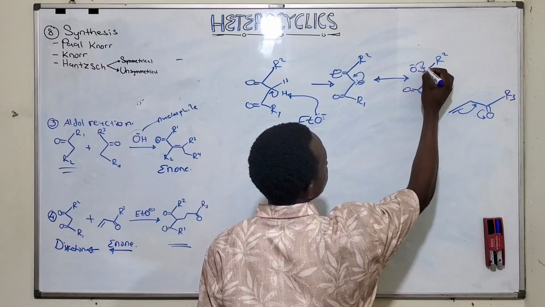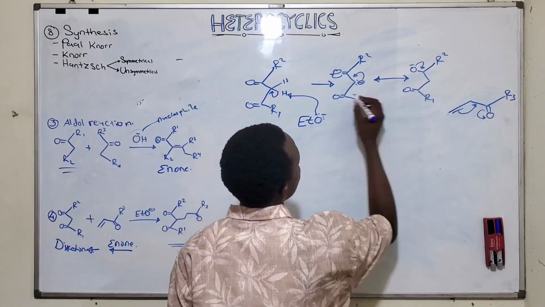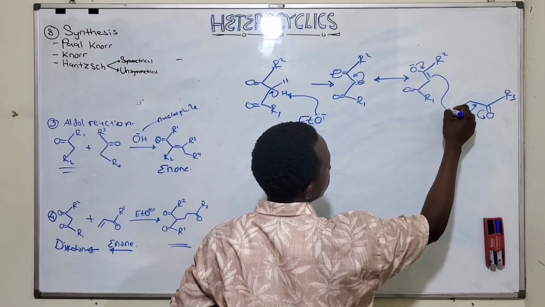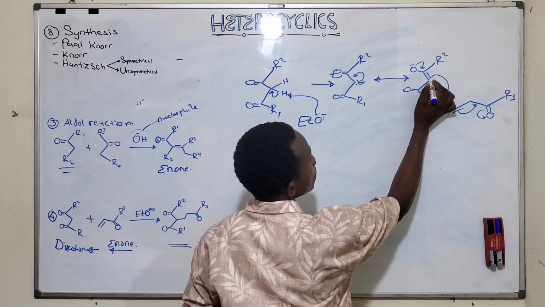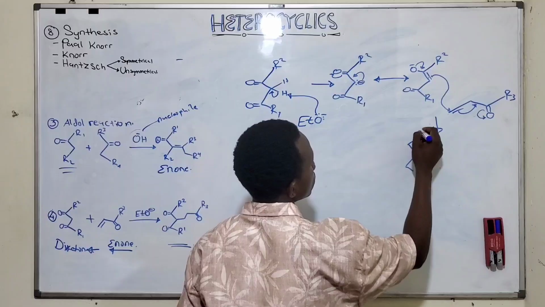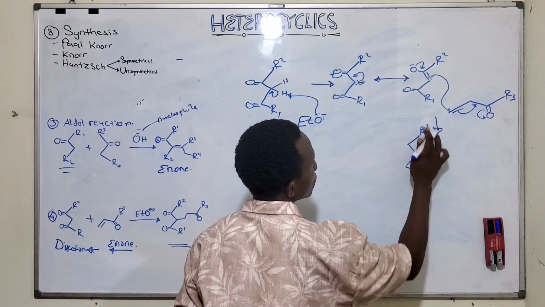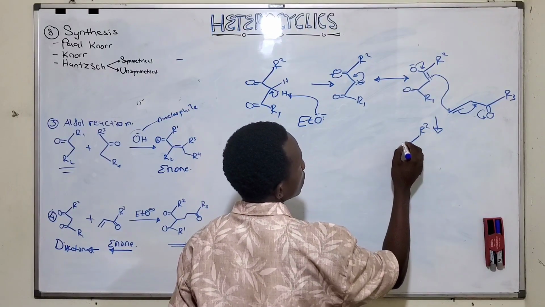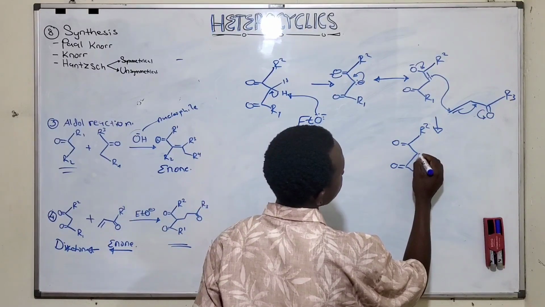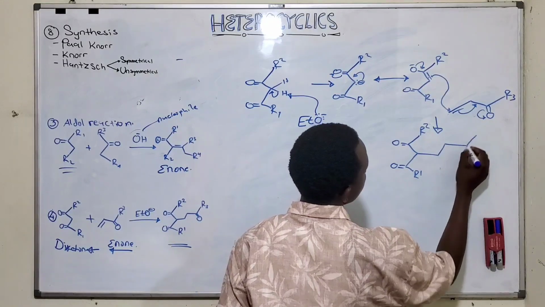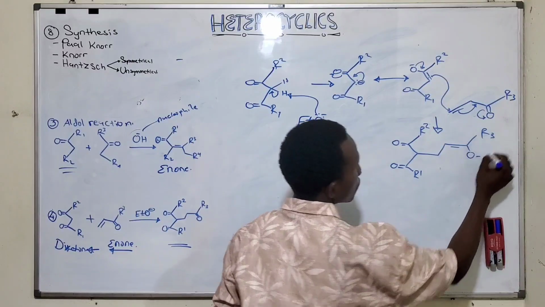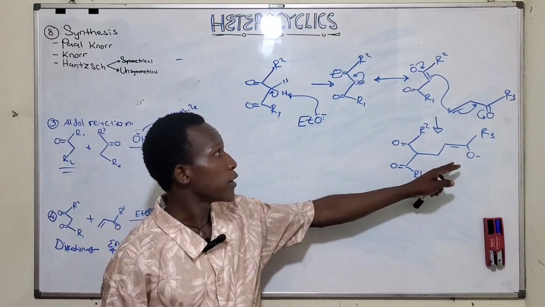Now, as this oxygen brings back the electrons, remember here we had formed a bond. This bond will attack the electrons here, will attack this carbocation, forming this R2, R1. Then you are forming back the oxygen. Now here we have formed this with O minus, and we have a bond here and R3. This is what we have.